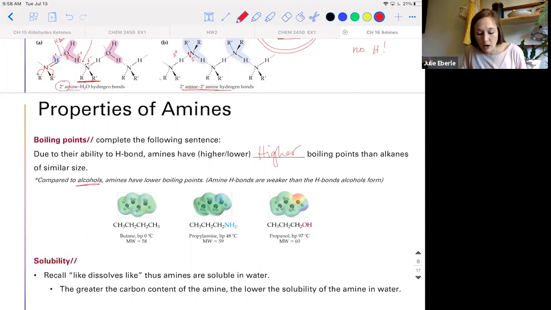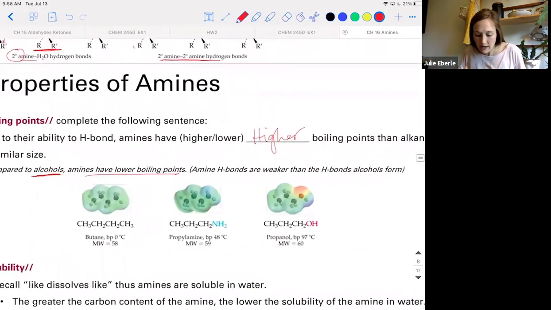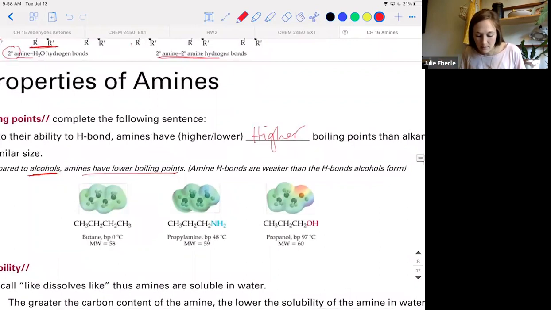Now, compared to alcohols, amines have lower boiling points. So if I gave you a picture of an alkane or an alkene, an amine, and an alcohol and asked you to put these 3 groups in order, this would be a great exam question. Look at the boiling points here. They all have similar size, so their molecular weights (MW) are all very similar.